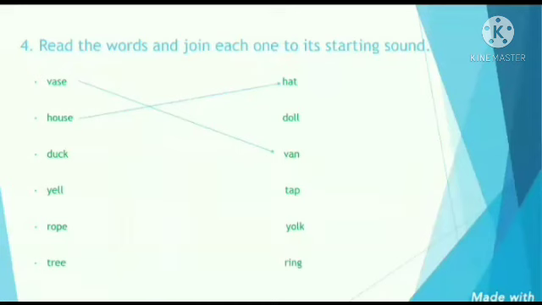Next is duck, D. Let us see in the column B. The sound here in B is doll, D. We want this sound only. So we will match this duck with doll.